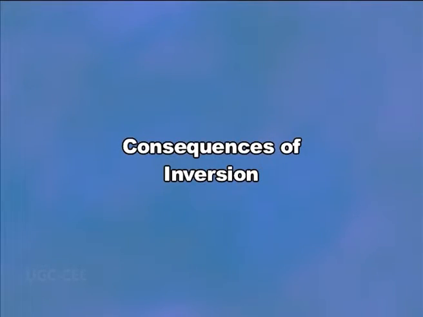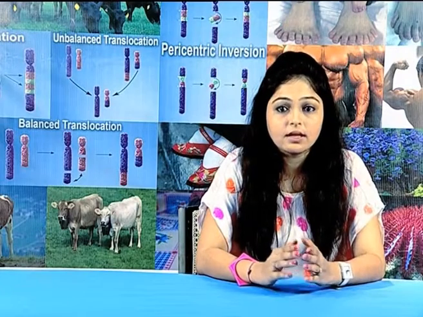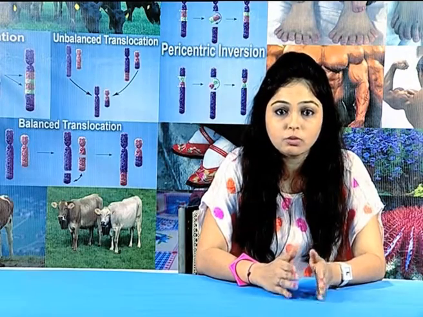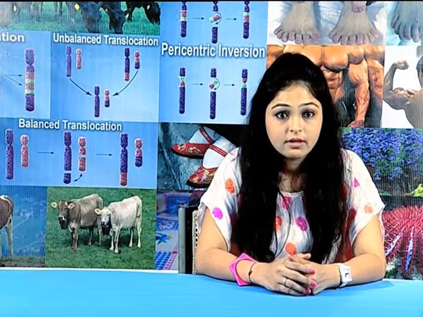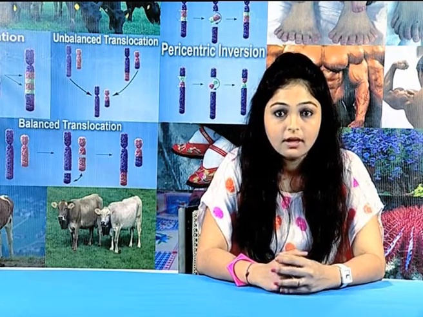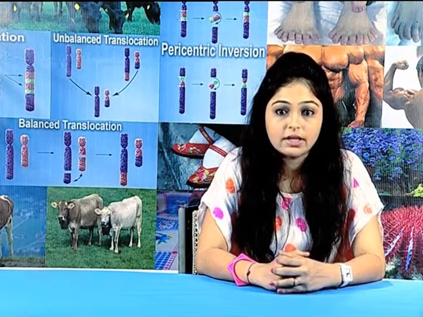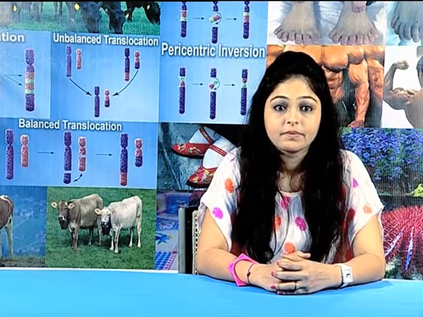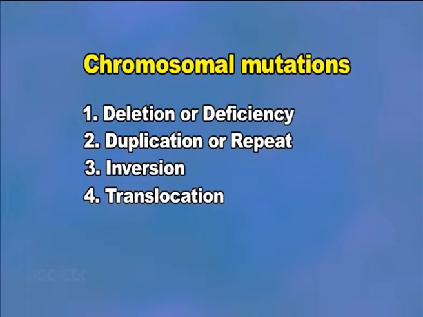Consequences of inversion. Since the number of genes in an inverted chromosome remains the same, the effects of inversion are not so drastic as are the effects of deletion and duplication. The last and the fourth type, that is translocation.